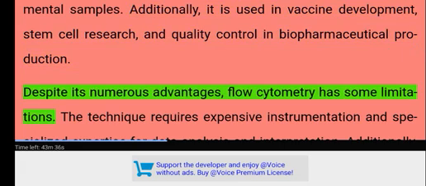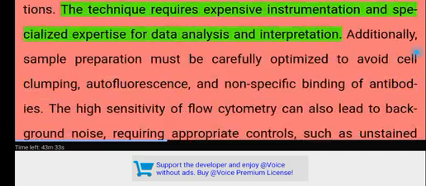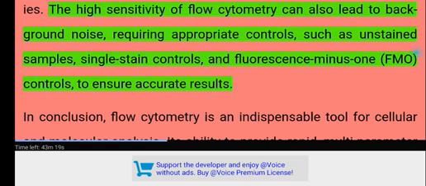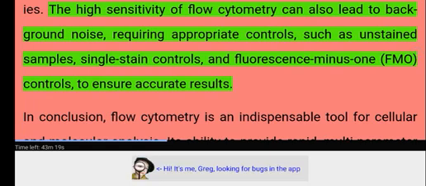Despite its numerous advantages, flow cytometry has some limitations. The technique requires expensive instrumentation and specialized expertise for data analysis and interpretation. Additionally, sample preparation must be carefully optimized to avoid cell clumping, autofluorescence, and nonspecific binding of antibodies. The high sensitivity of flow cytometry can also lead to background noise, requiring appropriate controls, such as unstained samples, single-stain controls, and fluorescence minus one (FMO) controls, to ensure accurate results.